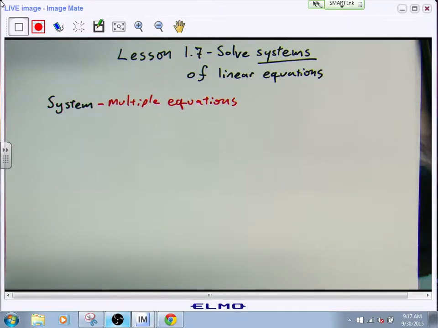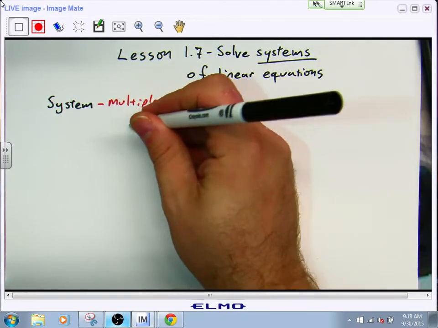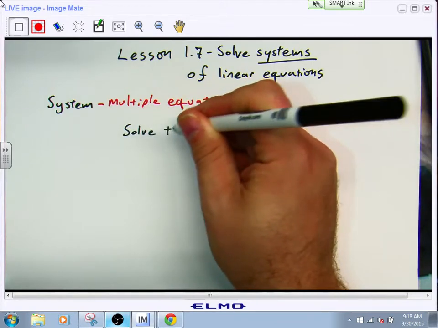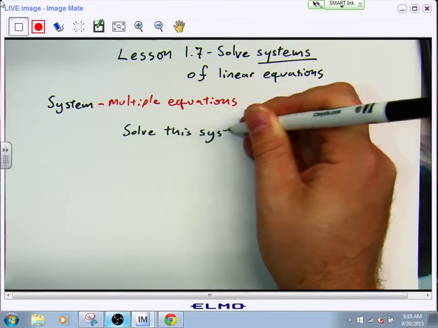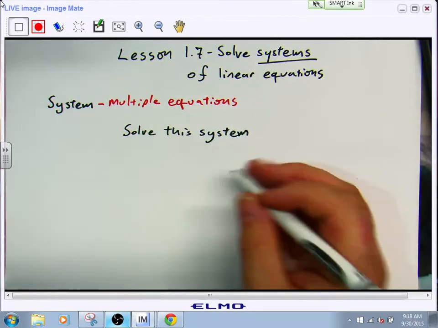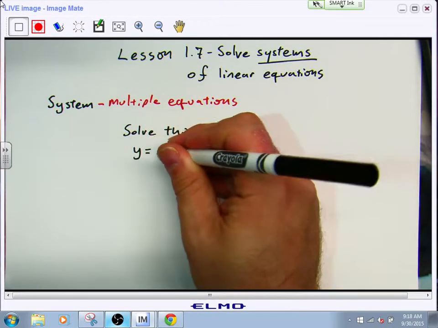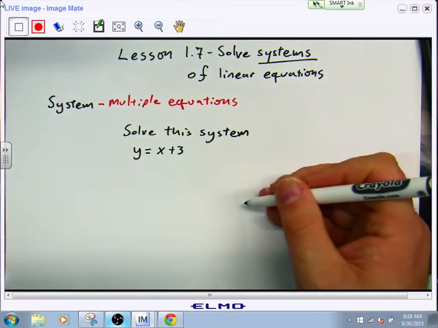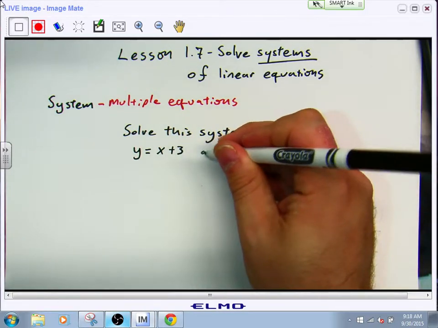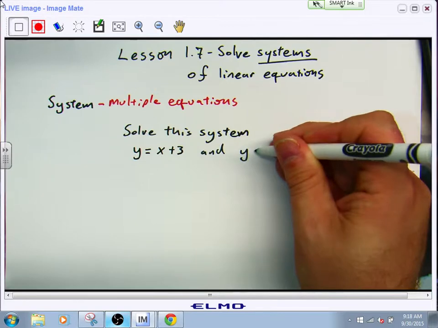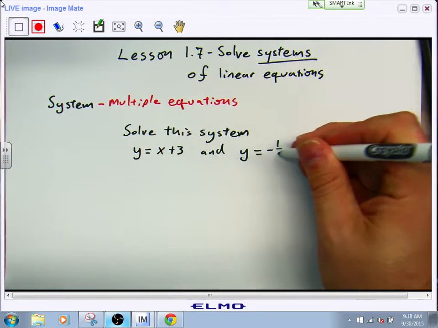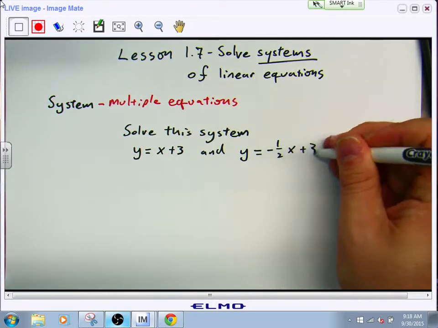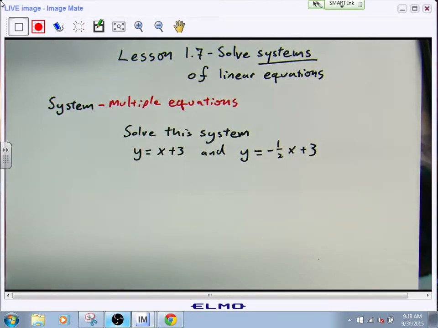So, for example, I might give you a question that says, okay, solve this system. And I'll give you two equations. I'd say something like y equals x plus 3 and y equals negative 1/2 x plus 3. Okay. I might give you an equation like this, where I'm saying, okay, let's solve this system of equations.